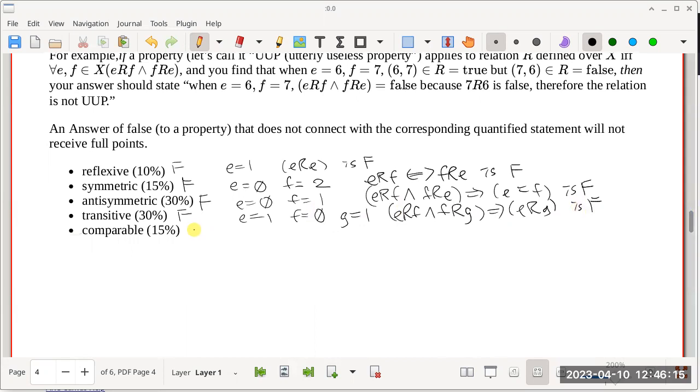But then I have to be specific about the answer, because in this case, when E equals 1, F equals 1, then ERF or FRE is false. There we go. So even though this particular format of an answer does take a little bit more writing, as you can see, it doesn't take that much time.